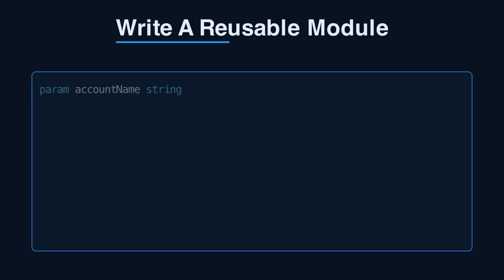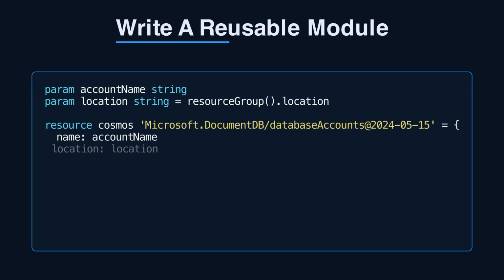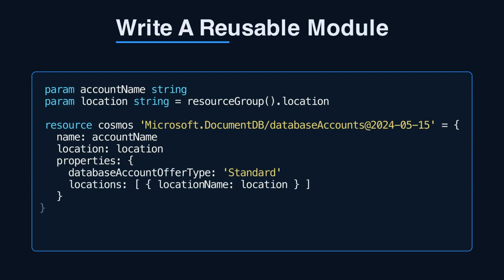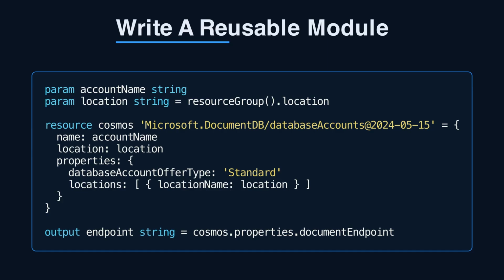Here is the Cosmos module. Notice the typed parameters with defaults, the location inherited from the resource group, and an explicit output so the root template can consume the resource later. Parameters with decorators like allowed and minLength give you validation at compile time, before anything touches Azure. The output here exposes the document endpoint, which the App Service module will need. A good module exposes only what callers actually need, nothing more. This file is now reusable across any deployment that needs Cosmos.